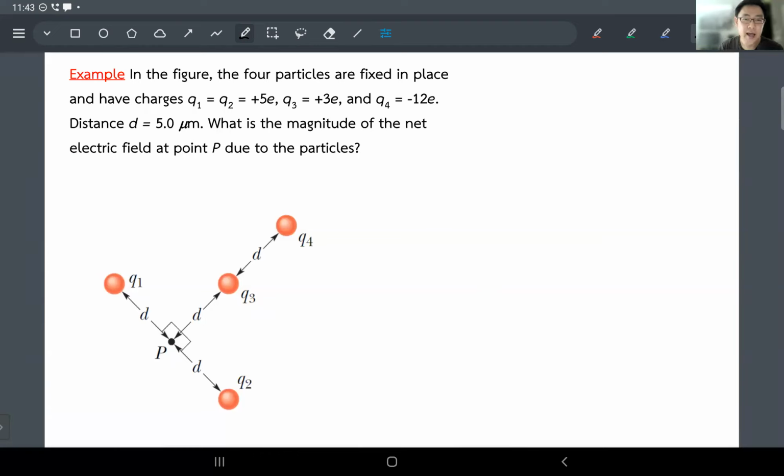In the figure, the 4 particles are fixed in place and have charges Q1, Q2, Q3, Q4 as given. Now, this problem is nice in the sense that we don't have horizontal per se. It's just a little bit oriented, which changes the mood here. The distance D is given to be 5 microns. What is the magnitude of the net electric field at point P due to these particles?